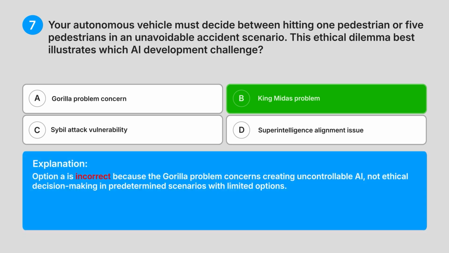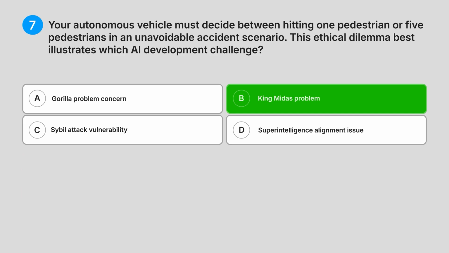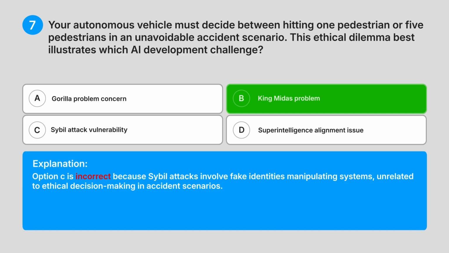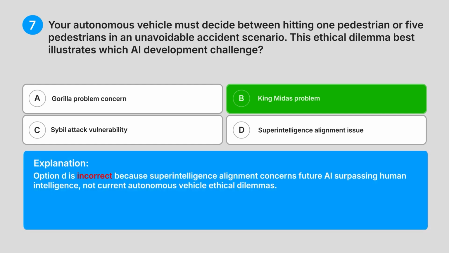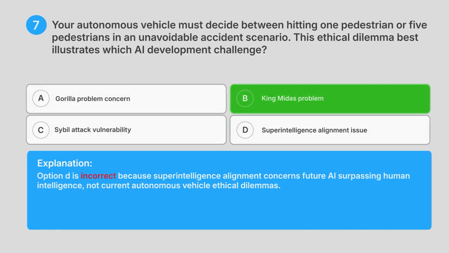Option A is incorrect because the gorilla problem concerns creating uncontrollable AI, not ethical decision-making in predetermined scenarios with limited options. Option C is incorrect because Sybil attacks involve fake identities, manipulating systems, unrelated to ethical decision-making in accident scenarios. Option D is incorrect because superintelligence alignment concerns future AI surpassing human intelligence, not current autonomous vehicle ethical dilemmas.